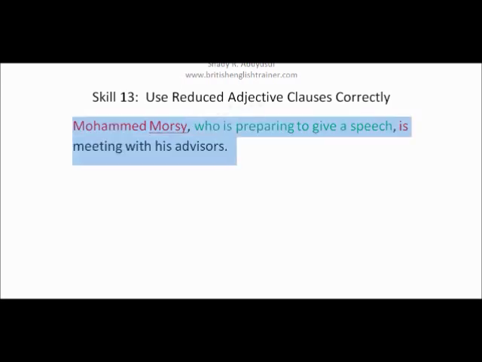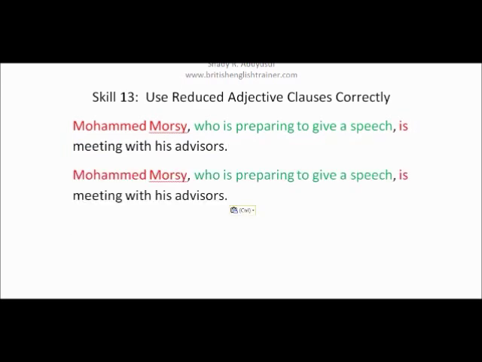Now look at this one. We can reduce it like that. We can take who is away, so the sentence becomes like this: Mohammed Morsi, preparing to give a speech, is meeting with his advisors, and I've got the two commas. Now, because we have two commas that set off the adjective clause from the rest of the sentence, we can start with the adjective clause, the reduced adjective clause. How? Now look at this one.